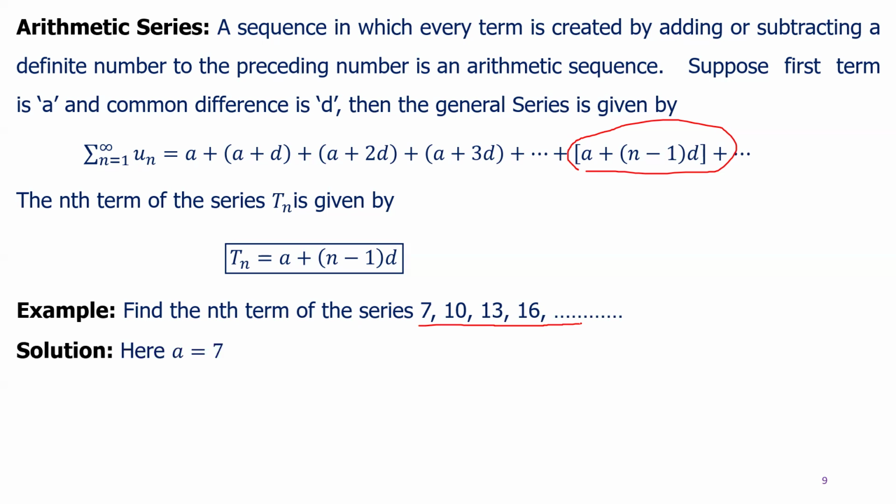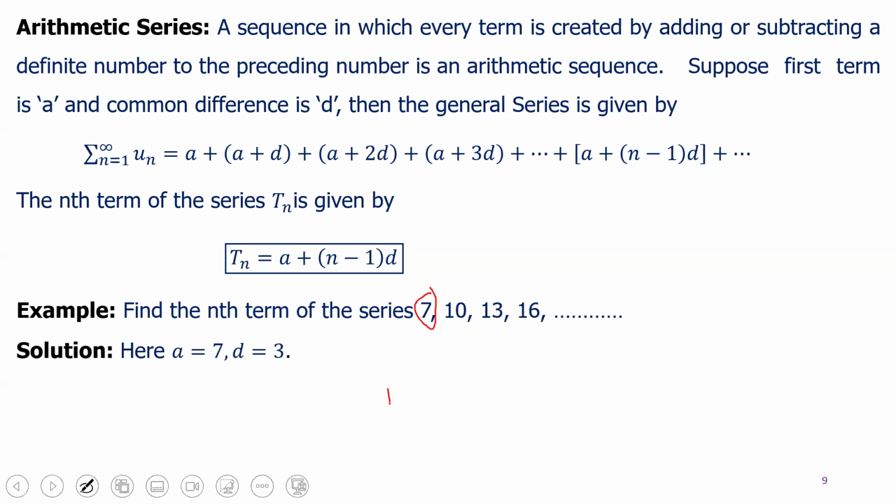Here, the first term a is equal to 7. And the common difference is 10 minus 7, which is equal to 3. Similarly, 13 minus 10 is equal to 3. So d can be obtained by subtracting the first term from the second, the second from the third, the third from the fourth, and so on.